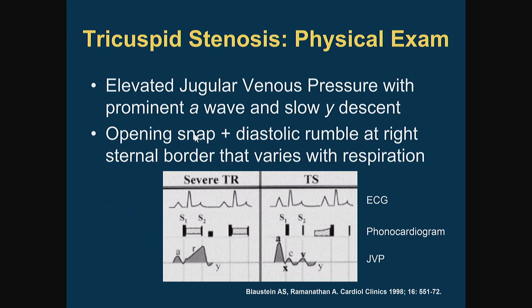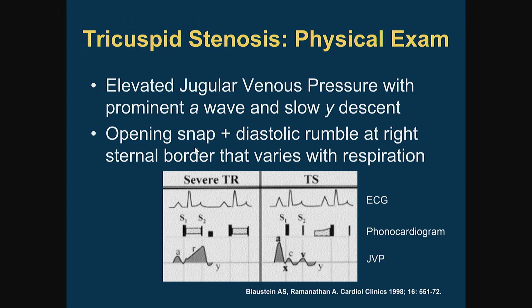On physical examination, tricuspid stenosis is identified by an elevated jugular venous pressure with a prominent A wave and a slow Y descent. These are the jugular venous waveforms and the phonocardiograms to help you look through this. And you can see here that the A wave in TS is very prominent as compared to the V wave, which is more pronounced in patients with tricuspid regurgitation. The other issue that's here.